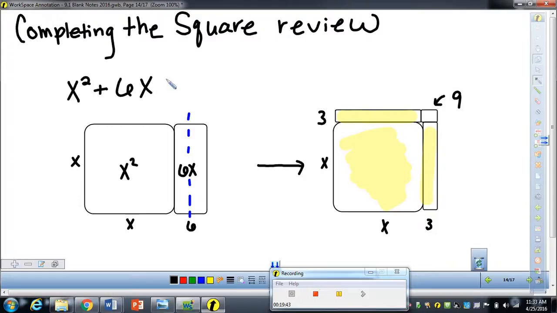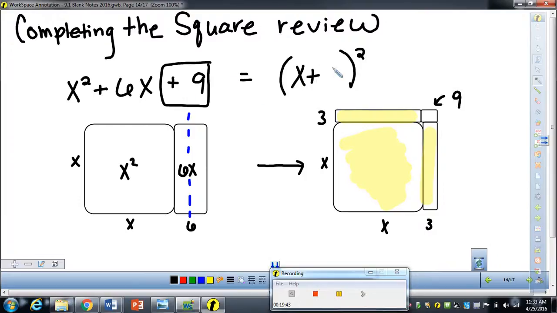And so going back to the original expression, if we add 9 onto the end of it, we have literally completed the square. This is helpful because now we've turned this into a perfect square trinomial, and we can factor it into something that looks like this. So if we think about two numbers that multiply to 9 and add to 6, we get 3 and 3. So we've got x plus 3 times x plus 3, so we can write that x plus 3 squared.